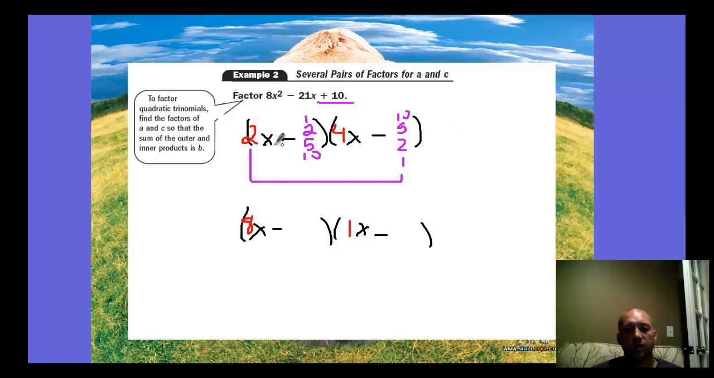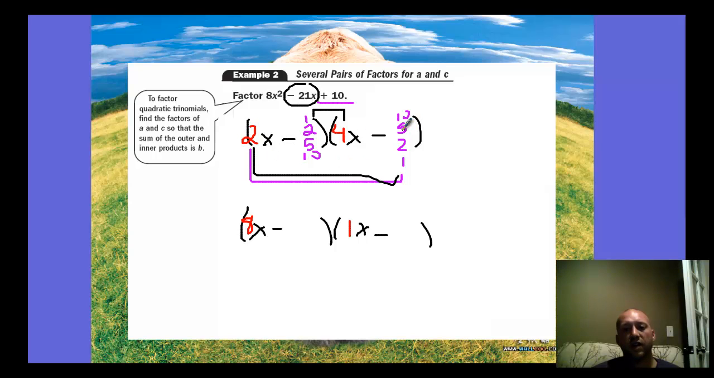And so we can look at these and figure out 2 times what number here, and then 4 times what number here could give us a negative 21. So 2 times 10 is 20, 4 times 1 would be 24. And so we kind of have to go through trial and error here.